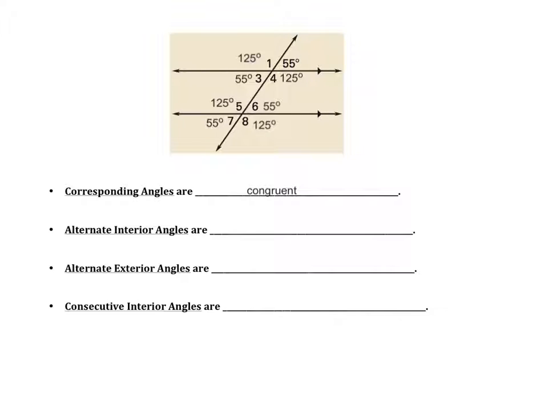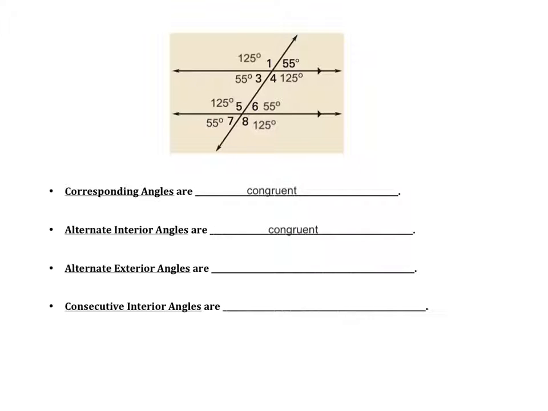Now let's look at how alternate interior angles are related. So remember, alternate interior angles are angles on the inside of the two lines that are being cut by the transversal, and they are on different sides of the transversal. So if you notice here, 3 and 6 would be alternate interior, and 4 and 5 are alternate interior. Notice that 3 and 6 are both 55 degrees, and 4 and 5 are both 125 degrees. So we can conclude that alternate interior angles are congruent.